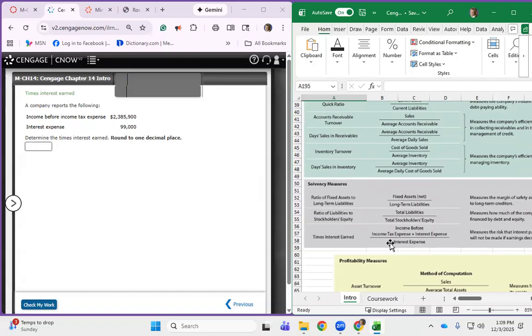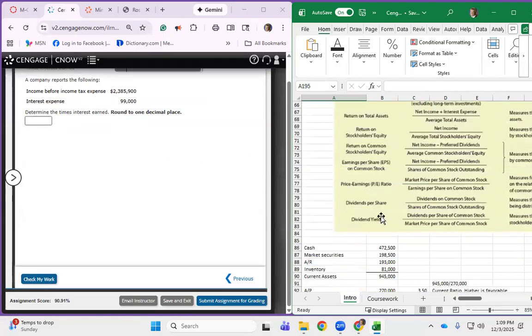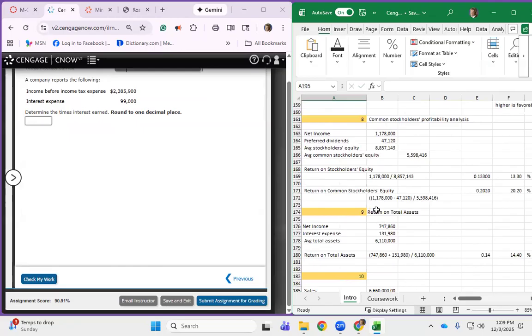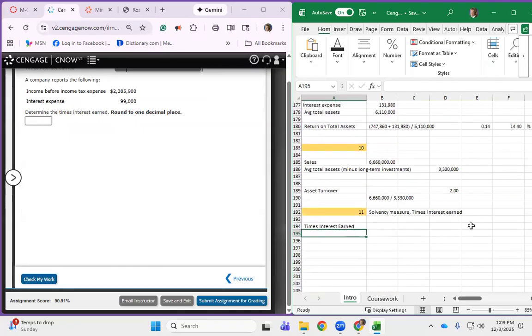So we're going to take the income before income tax expense plus the interest expense, divided by the interest expense. Okay, so this plus this, then divided by the interest expense. This is the last one we do for these intro problems. Oh, I forgot to put in my numbers. Good grief. Hang on just a second.